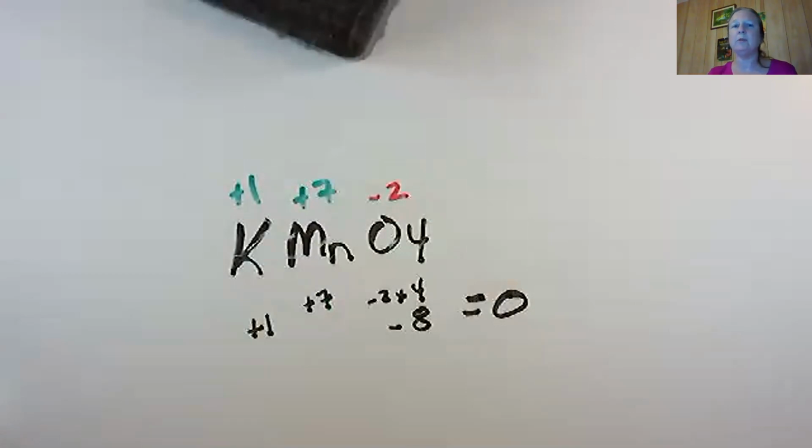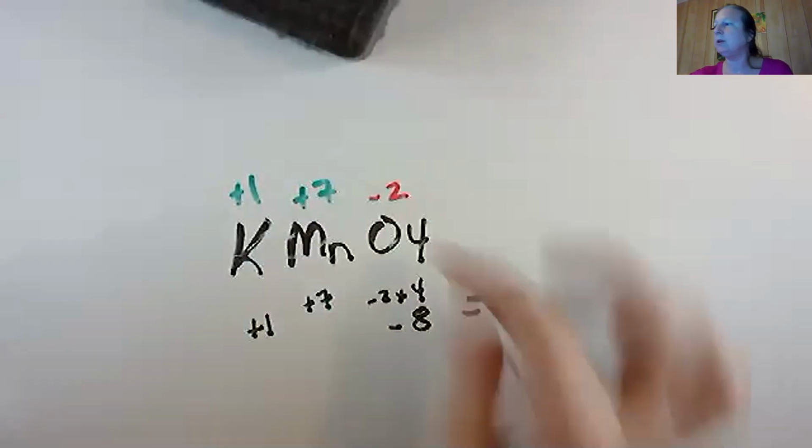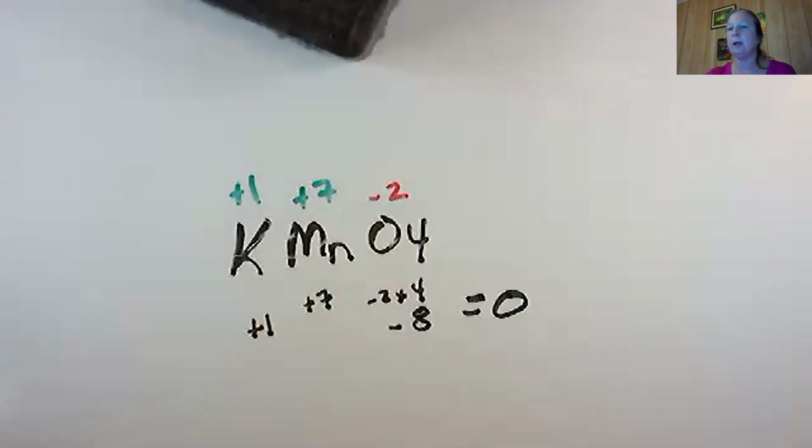Again, it goes over the top. Your oxidation numbers go on the top of the individual atom or ion. Your math goes underneath, unless you want to do it way above, like in the video.